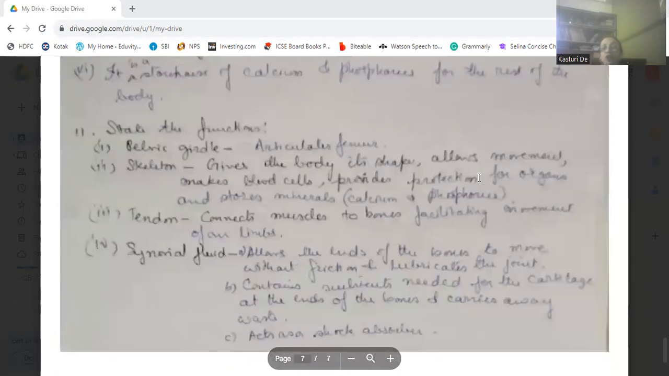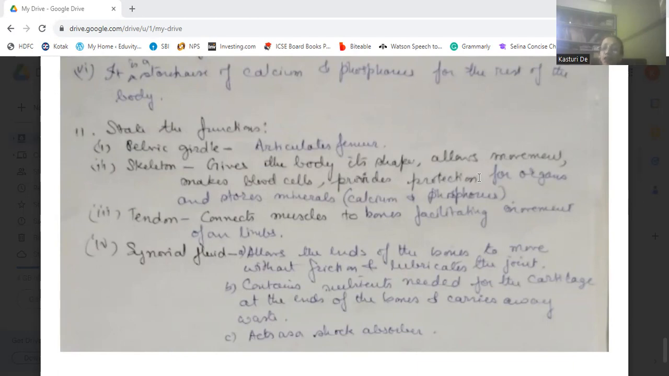Now check the function of the pelvic girdle. The pelvic girdle articulates the femur. The skeleton gives shape to the body, allows movement, makes the blood cells, provides protection for organs, and stores minerals. Then tendons connect muscle to bones. Like ligaments connect bones to bones, tendons connect muscle to bones, which facilitate movement of our limbs.